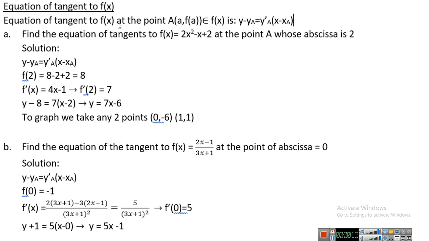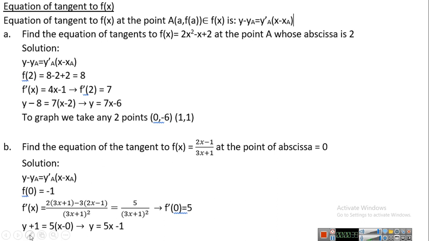The equation of the tangent to f of x at the point A, f of A, where the point A must belong to f of x, is y minus y of A equals the derivative at the point A into x minus x of A. This is the equation of a line that you took in intermediate 2 or 3, where y minus y of A equals slope into x minus x of A. However, for the equation of the tangent, because the slope is the derivative, we put the derivative.